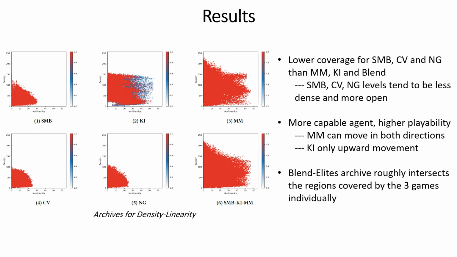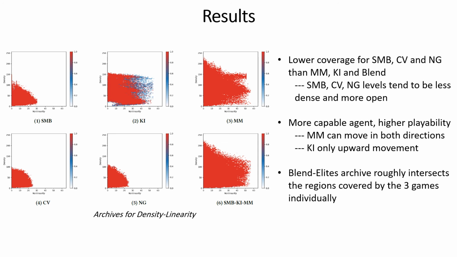Similarly, KI had the lowest percentage of playable levels, and this may possibly be because the KI agent only moves vertically upward and cannot move horizontally, and so it is less tolerant to errors in generated levels since progress is primarily determined by jumping rather than just moving left or right.